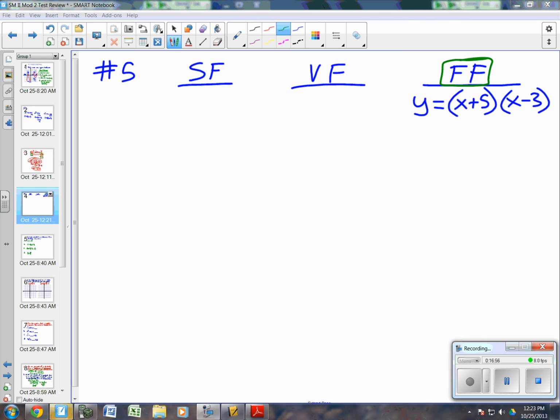So I go x times x is x squared. x times negative 3 is negative 3x. 5 times x is 5x. 5 times negative 3 is negative 15. Add the two middle terms together, and that gives me y equals x squared. By the way, these are equations, not just expressions, so make sure you put the y equals on there. Negative 3x plus 5x is 2x, minus 15. So we have standard form.